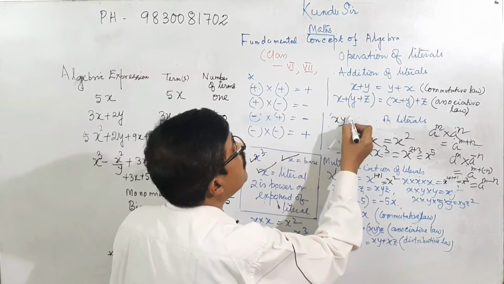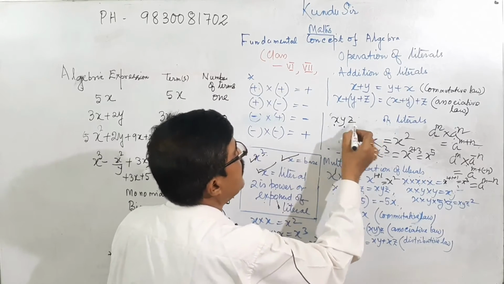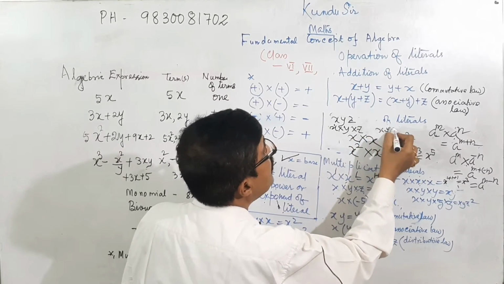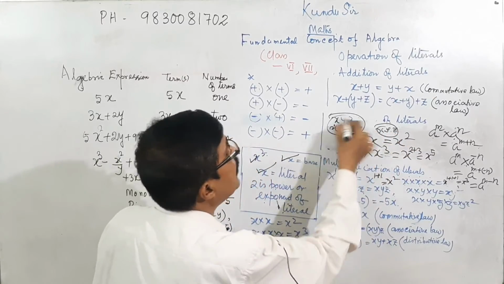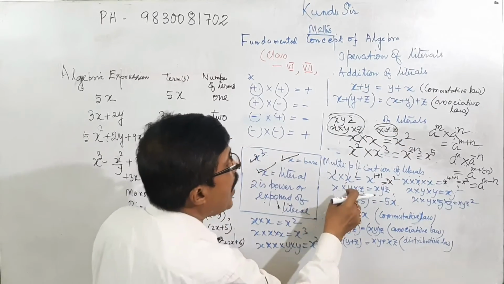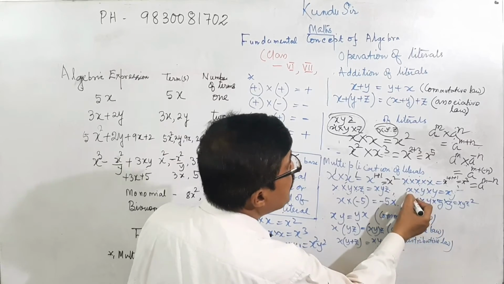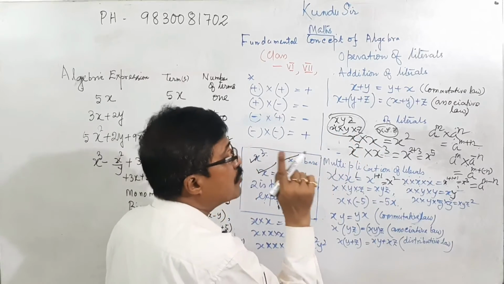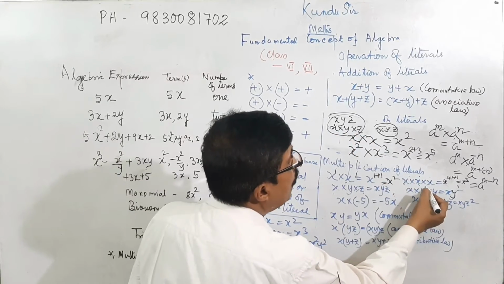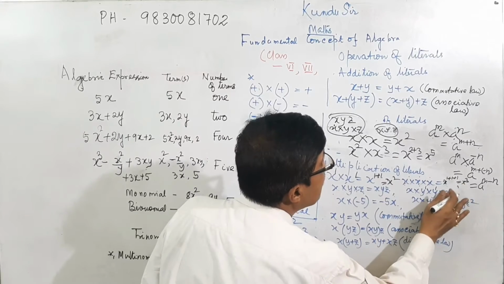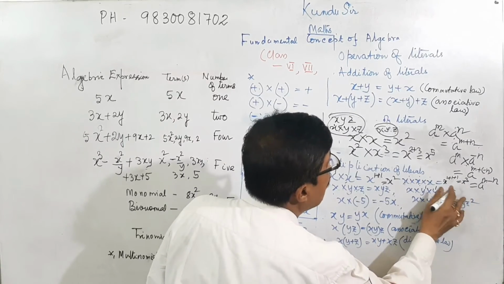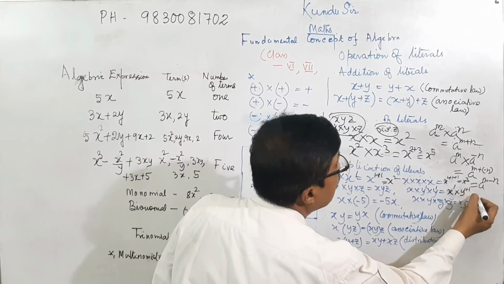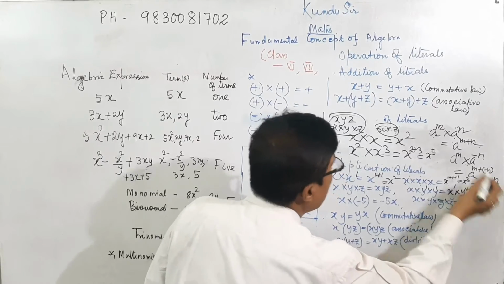When x, y, z means x into y into z, you can put x into y into z, or you can write x into y into z. All are the same thing. Now x into y into y: that means the power of x is 1 and the power of y is 1. When we write this, that is equal to x to the power 1 into y to the power 1 plus 1, equal to x into y square.